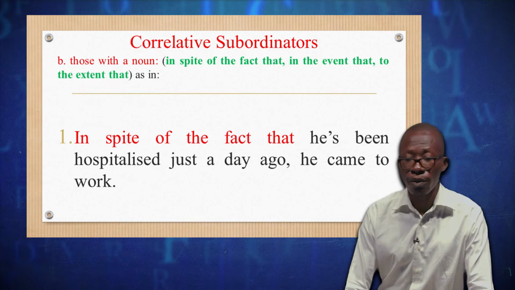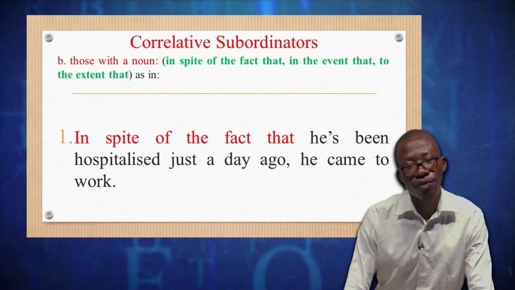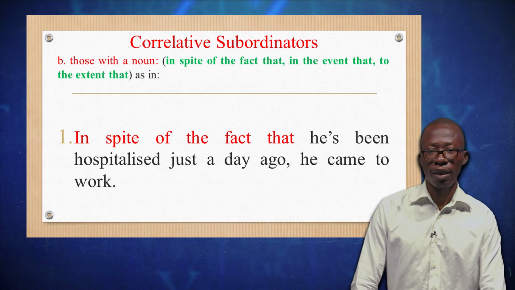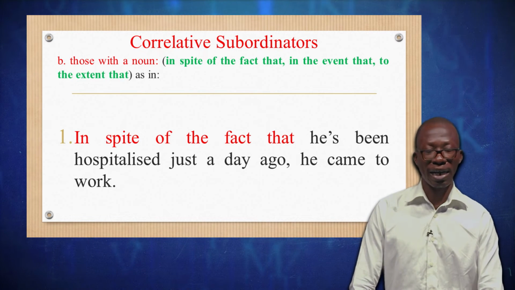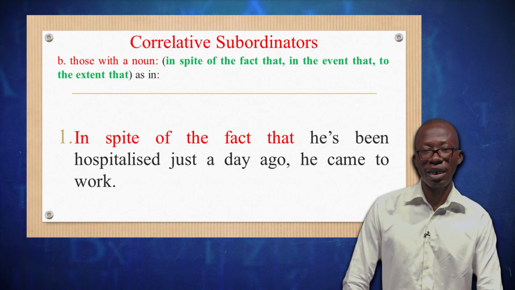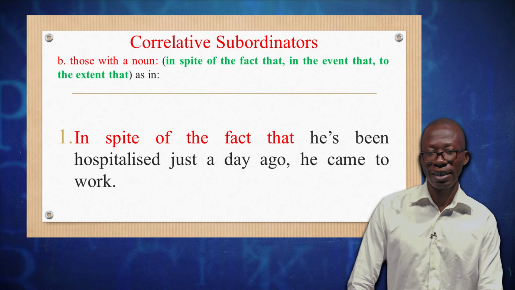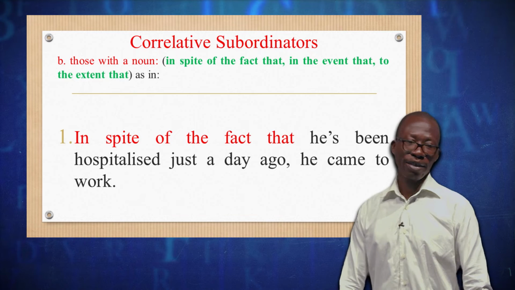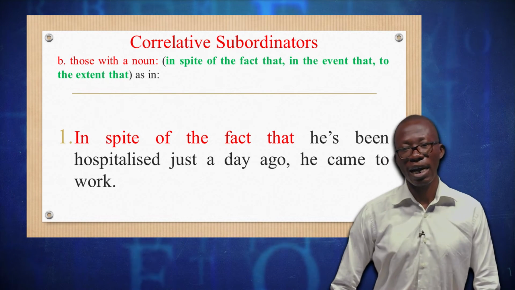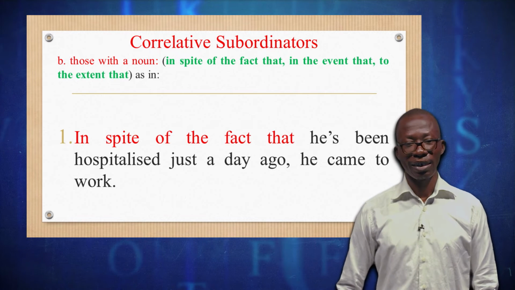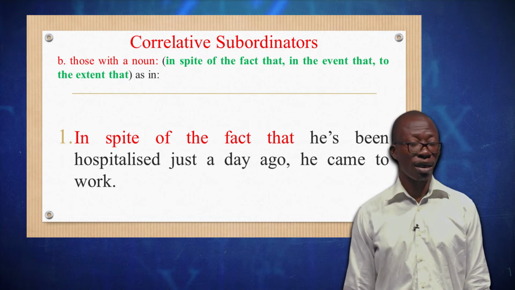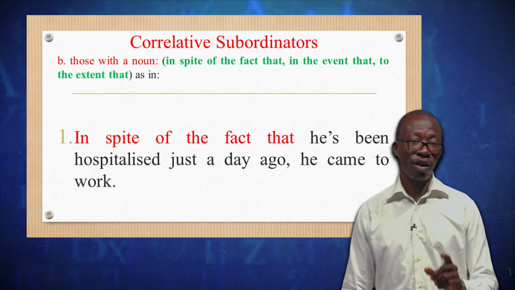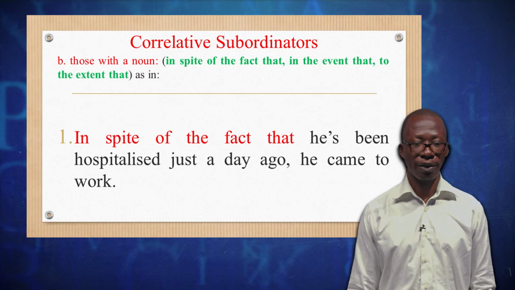The B group, where we have a correlative subordinator with a noun being part of it: in spite of the fact that, in the event that, to the extent that. If you do not know the nouns in these subordinators, the nouns are: the fact, in in spite of the fact that; the event is a noun, in the event that; the extent is a noun, in to the extent that. So let's see how we can use them in sentences. Try coming up with your own sentences. Do not depend on only what I provide here. It is your responsibility to come up with your own sentences.